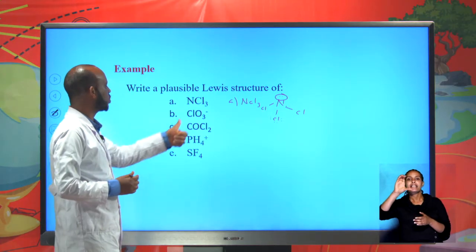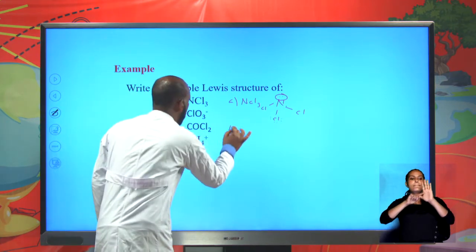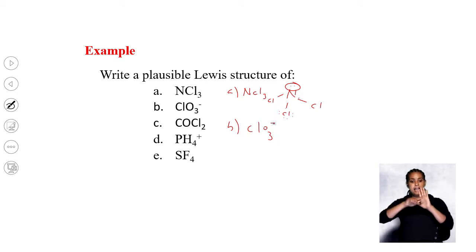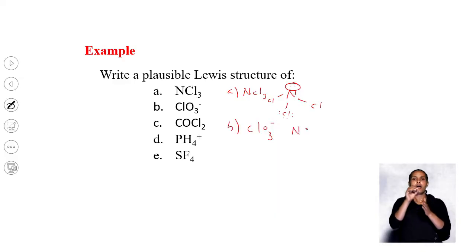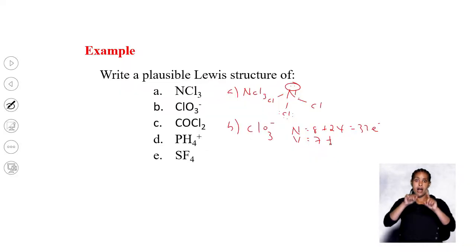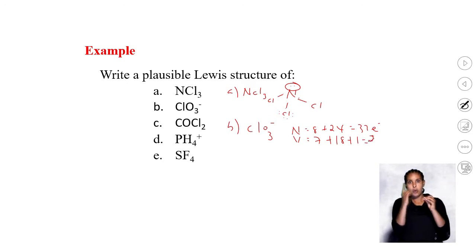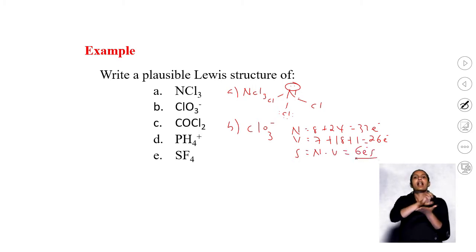ClO3 minus. What is the Lewis structure of ClO3 minus? First, calculate the total number of electrons needed, N: 1 times 8 is 8, plus 3 times 8 is 24, giving 32 electrons. Then the valence electrons, V: the valence electrons of chlorine is 7, plus oxygen is 6 times 3 is 18, plus 1 for the gained electron. 7 plus 18 is 25, plus 1 is 26 electrons. Now the shared electrons are obtained by subtracting V from N: 32 minus 26 is 6 electrons. Six electrons are shared.